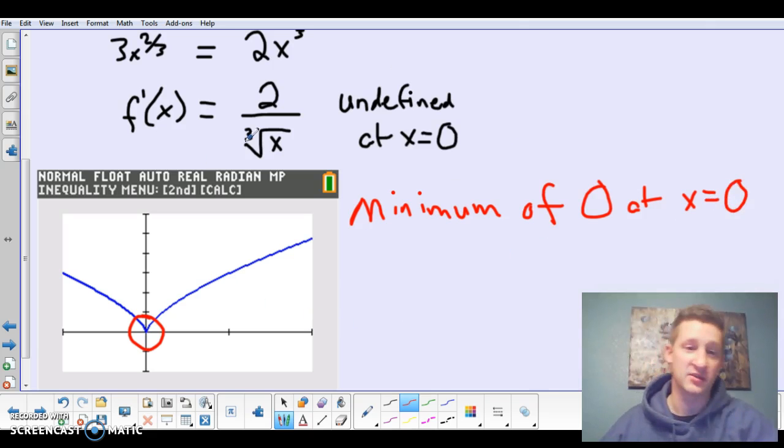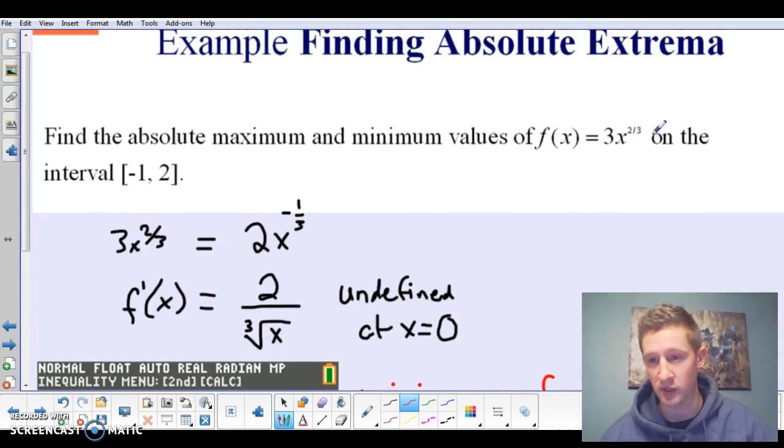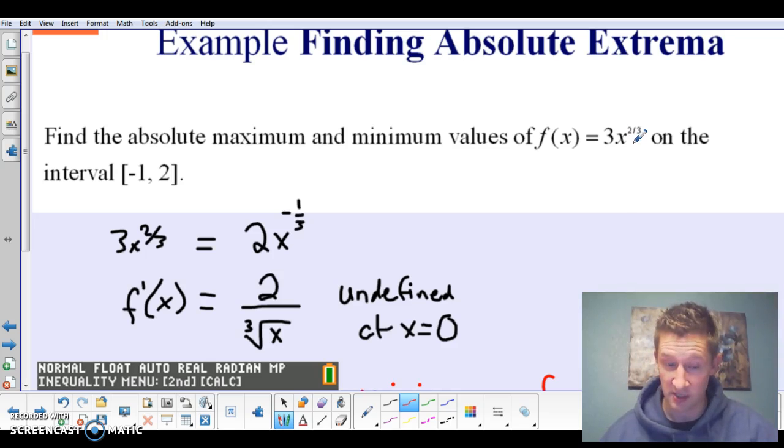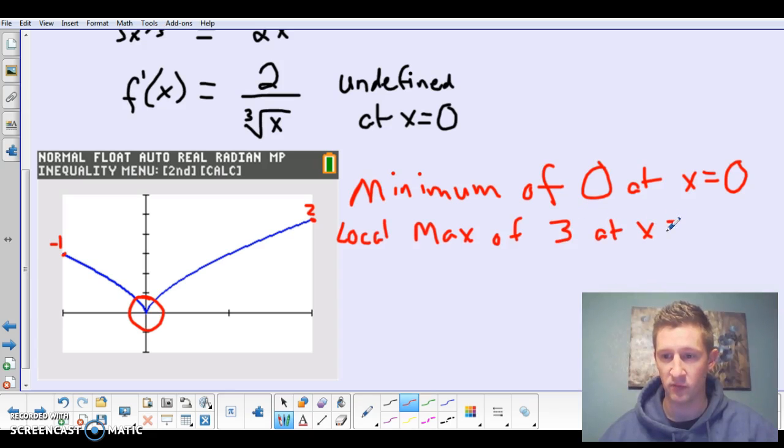Now as far as maximum, that's the only critical point. So that means the other things I need to check would then be the endpoints. Well, the endpoints of this particular interval are -1 and 2. So I just need to figure out what's the output at those two spots. Let's plug it in. If I plug in -1, -1 to the 2/3 is going to be the cube root of -1, which is -1. Square that, you get +1 times 3 is 3. So I've got a local max of 3 at x equals -1.